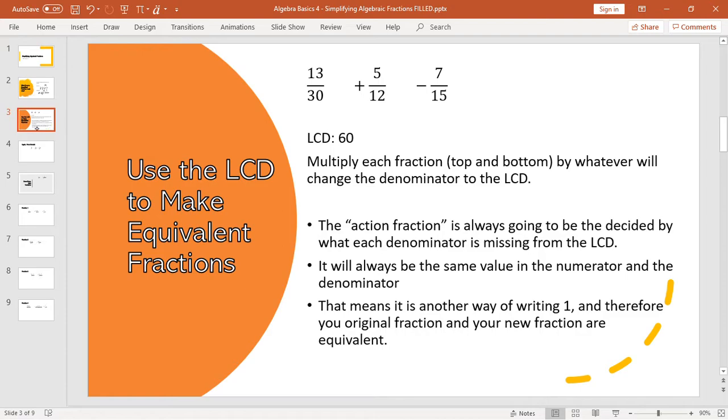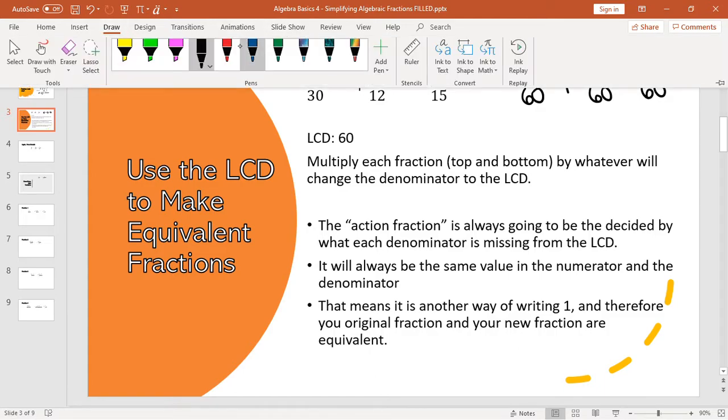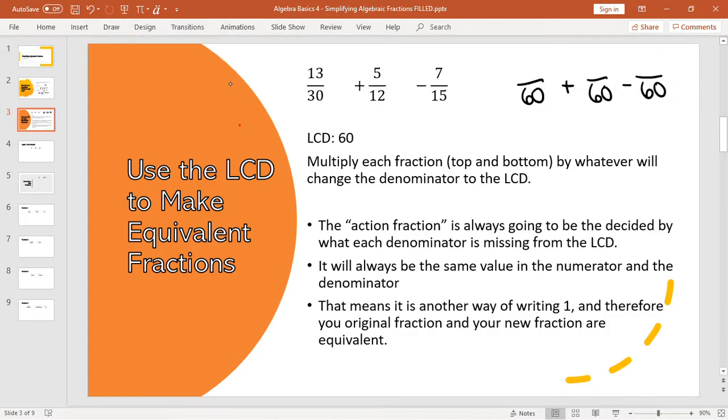So we had, in the last slideshow, found out that the lowest common denominator of the numbers 30, 12, and 15 is 60. So what I want to do is change this into something over 60 plus something over 60 minus something over 60. So that will be my 13, my 5, and my 7 will change. And when we do that, we use what I sometimes call, not consistently, the action fraction. So the action fraction will be the same on the top and the bottom, and it's whatever you are going to use to turn that 30 into a 60. It'll be a multiplication thing.